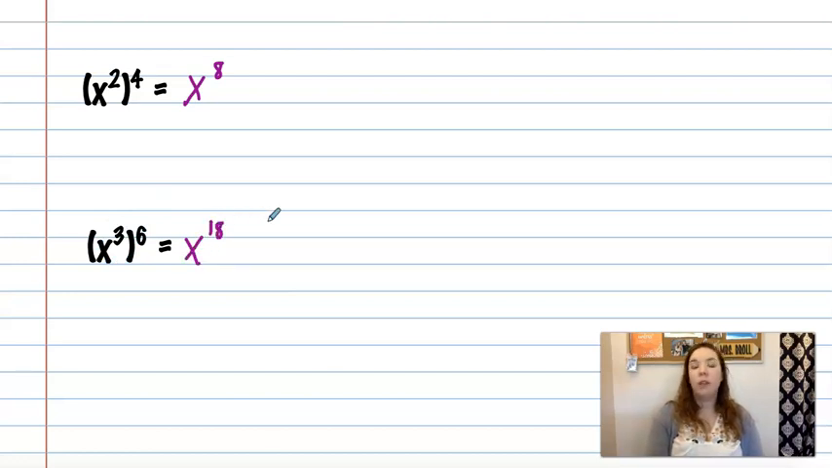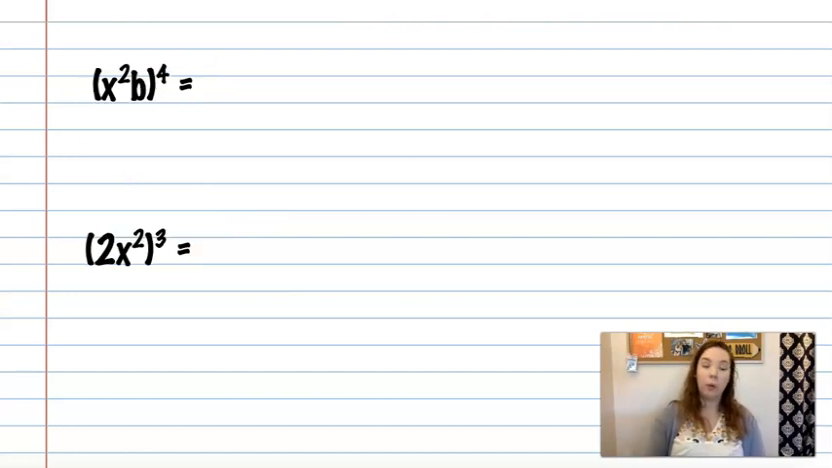So of course we'll also have some problems with coefficients, and then those are a little bit trickier because you treat coefficients and powers differently. We also will have to distribute. So here x squared b, remember this b has an exponent of 1. So we will distribute x squared to the fourth power, 2 times 4 gives us 8. For our b, 1 times 4 gives us 4.